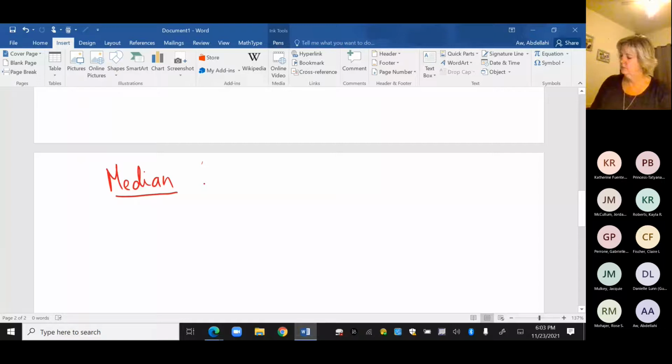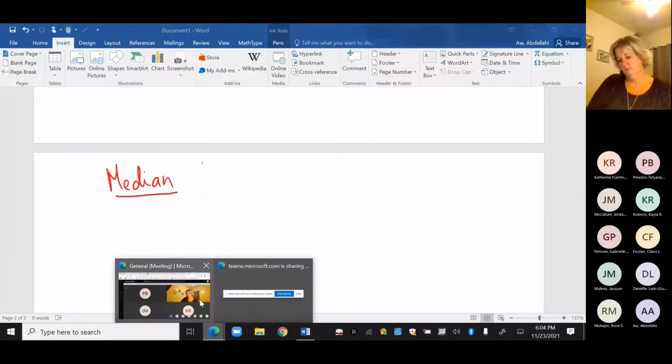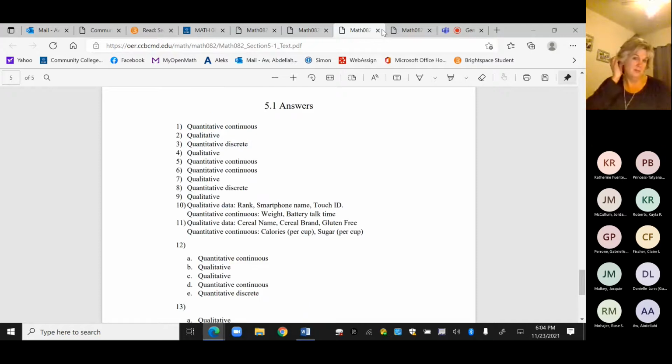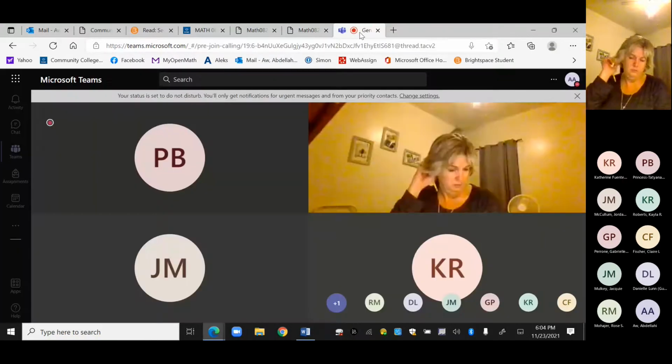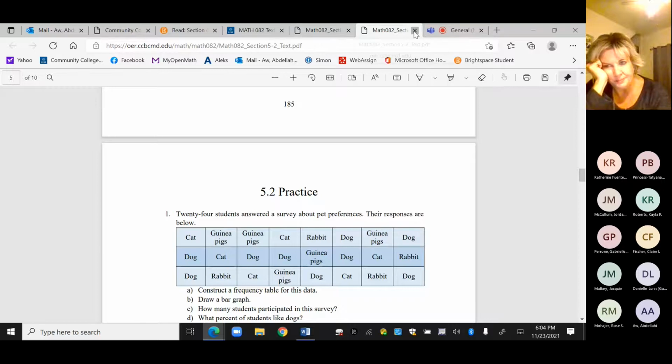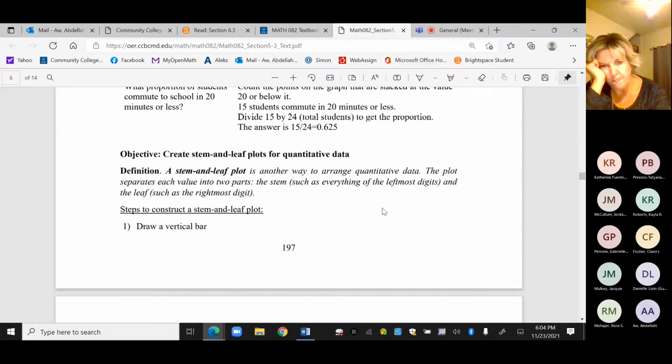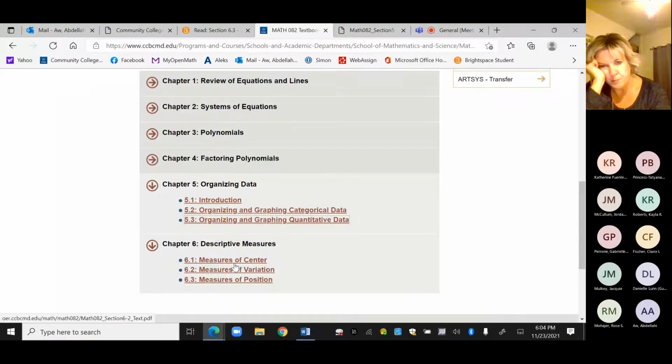The median is almost like a physical center. That is almost just like a median. So how do we get the median? It is a measure of the center.